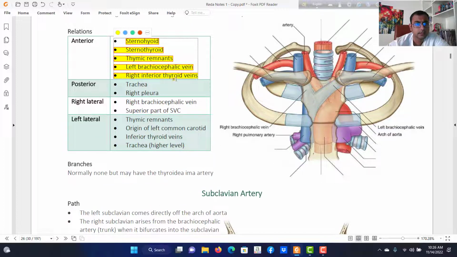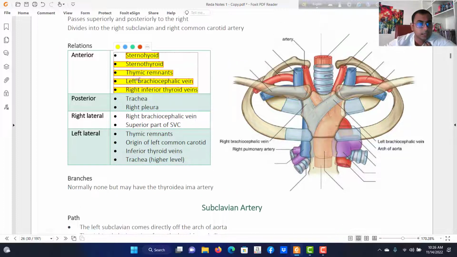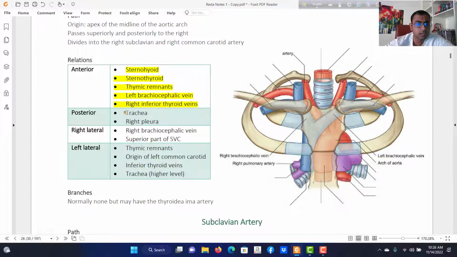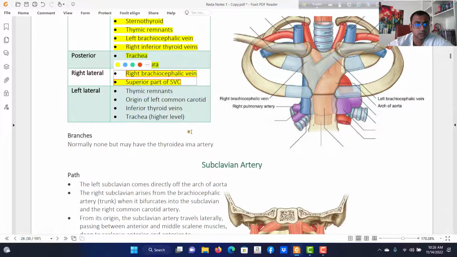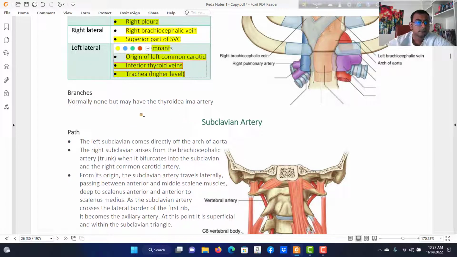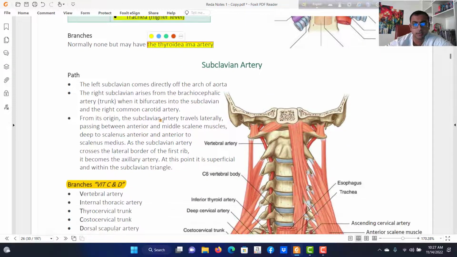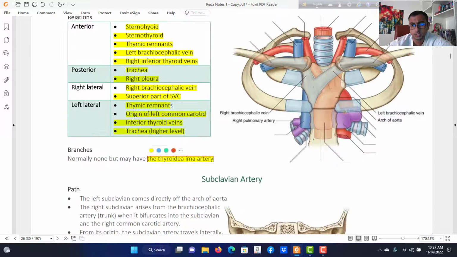So it lies in relation to the brachiocephalic vein anteriorly, and posteriorly the trachea and the right pleura. Also the right brachiocephalic vein and the superior part of the superior vena cava, and on the left, lateral thymus remnants, origin of the left common carotid, inferior thyroid veins, and trachea. Normally there is no thyroidea ima artery. It is occasionally present in some people, but not all. So these are the relationships, which you can see here to know them better.